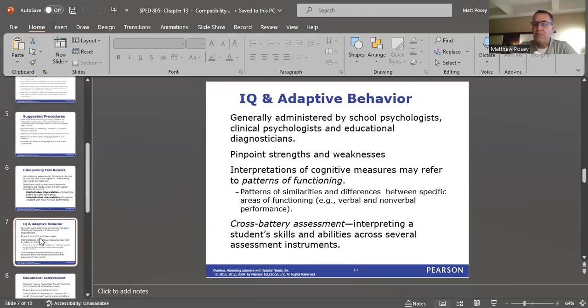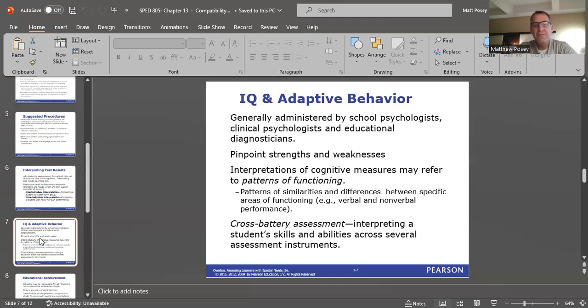Next thing we also look at, we talked about this a little bit in detail last week, is looking at IQ scores and adaptive behaviors. And so those are generally administered by the school psychologist, clinical psychologist, or educational diagnostician, often referred to as a school psychometrist. So we pinpoint strengths and weaknesses, and then we interpret those based on cognitive measures.